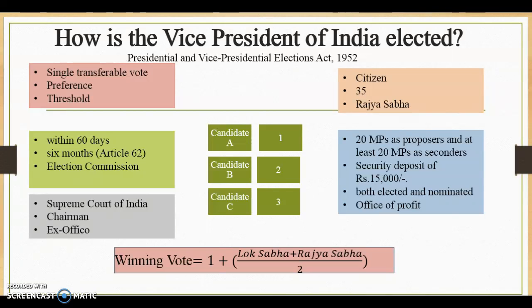And if someone has to file an objection against the winning of a candidate in the Vice President election, then he can file a case in the Supreme Court, but he will have to deposit a security amount of 20,000 in the court before proceedings can be held, and the decision of the Supreme Court will be final in this regard.